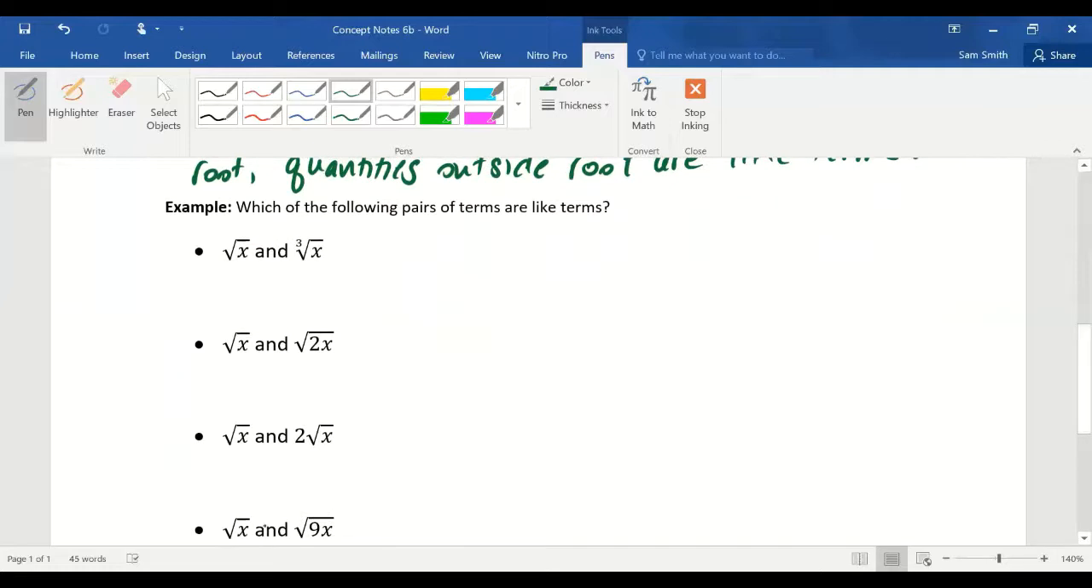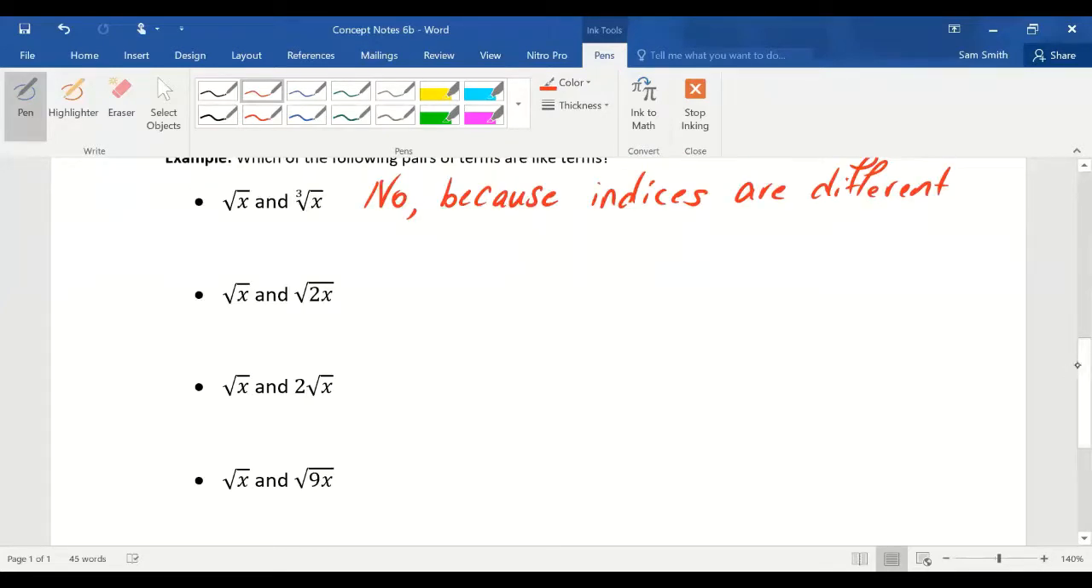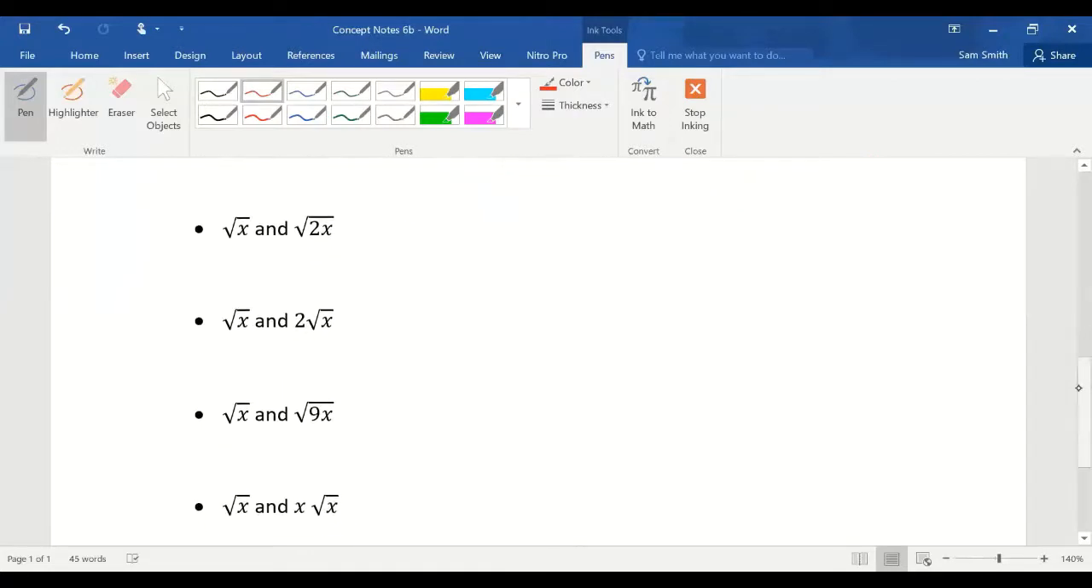So let's consider this big list of pairs of radical terms, and let's decide which ones are like terms and which ones are not. So first example, what do you think? Square root and cube root, are those two terms like terms or not? All right, I'm going to have to say no, and the reasoning is that these two terms have different indices. One has an index of 3 for cube root, and the other has an index of 2 for the square root. So big problems there. These are not like terms.